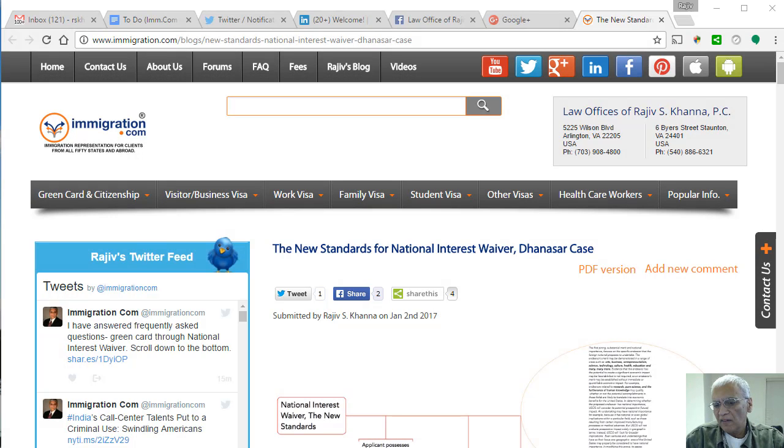This is a team briefing. It's an internal recording which we use for our own team's education at the law offices of Rajiv S. Khanna PC, immigration.com. The reason we are putting this out into the public is because some of the things we are discussing, people have been asking us again and again, and it might be useful to get some basic understanding, perhaps, of the new national interest waiver standards and the accompanying issues.